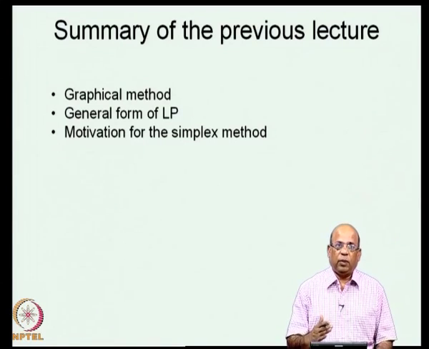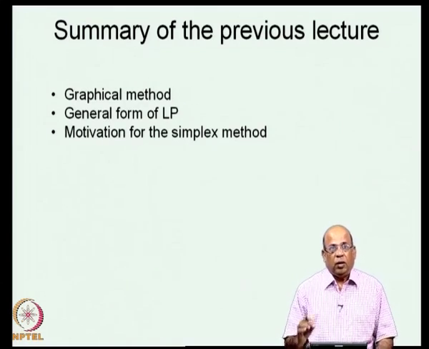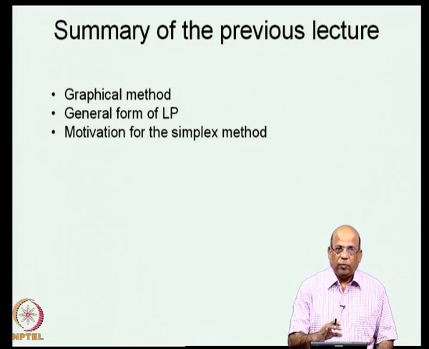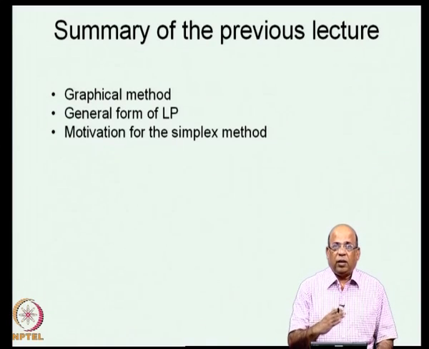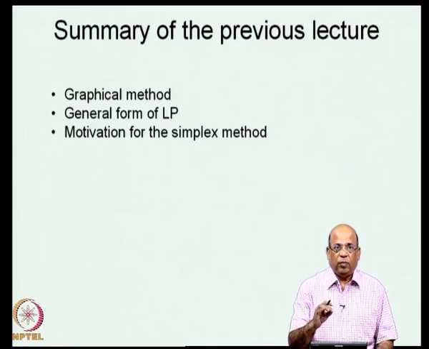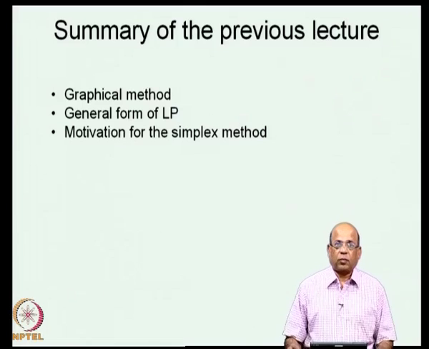Recall that in the graphical method, this is exactly what we did. We identify a feasible region, then keep increasing the z value as long as we have at least one point on the z line which is in the feasible region. That z value is a feasible value, or that solution is a feasible solution. So, we keep on increasing the z value until no further increase in the z value is possible without leaving the feasible region. That is the optimal solution.